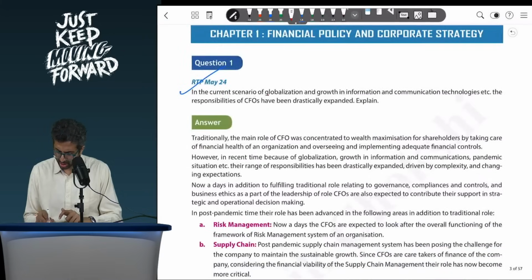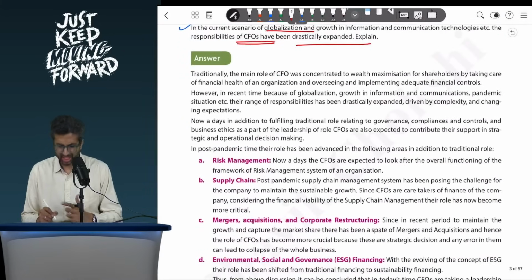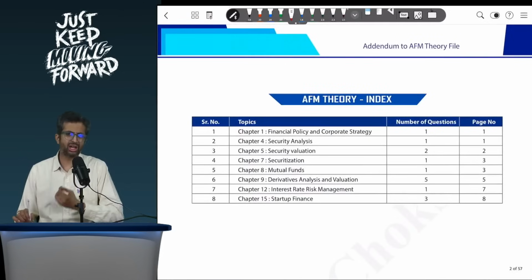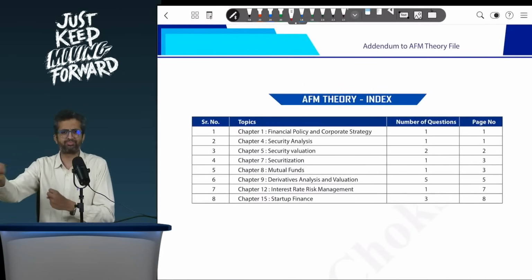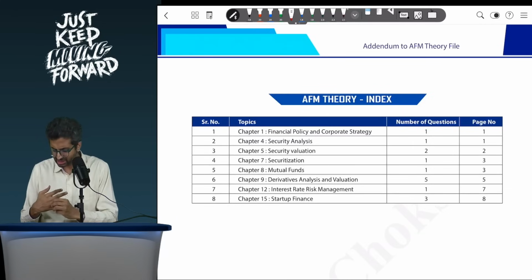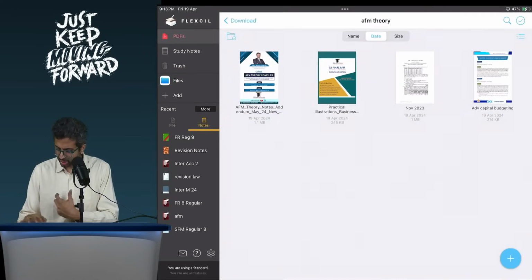Okay, in the current scenario, the role of CFOs has been drastically expanded, like we studied risk management, supply chain, mergers, environmental and social impact, etc. So this is regarding the new parts which were there in the RTP, MTP, or even the exam questions. Briefly, we have discussed that. I hope this has been helpful. This kind of takes care of everything.